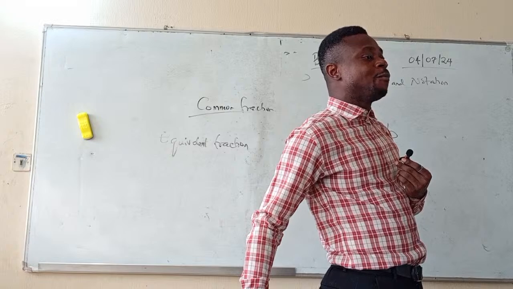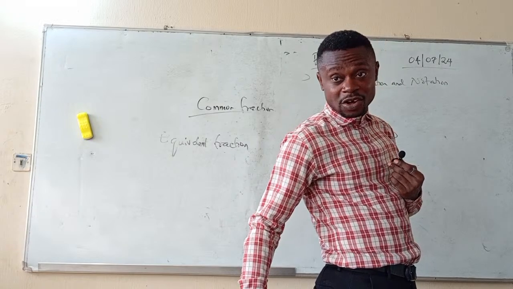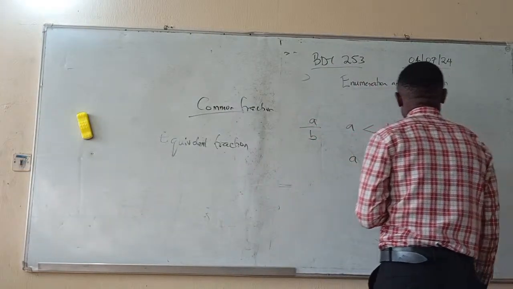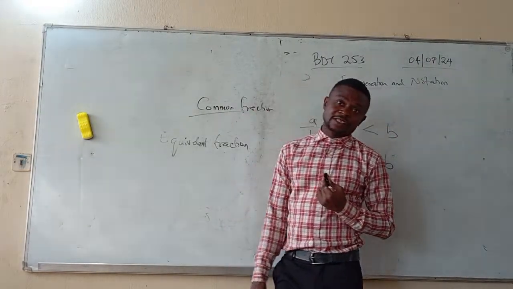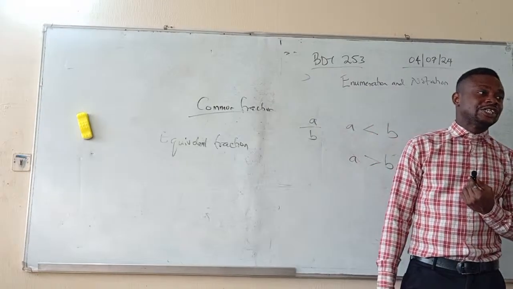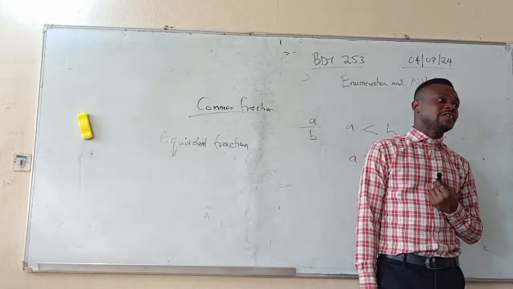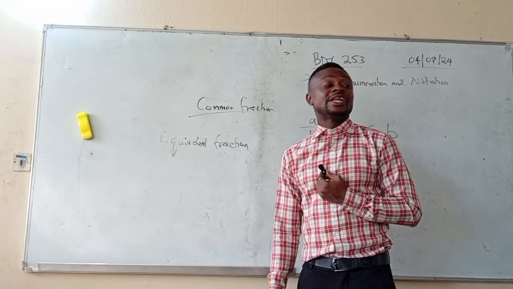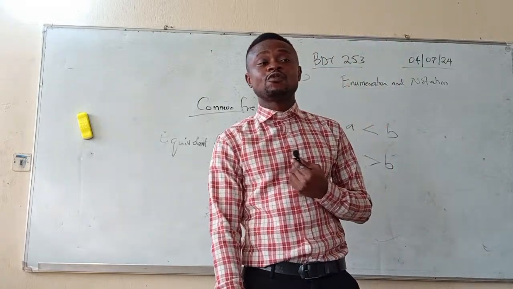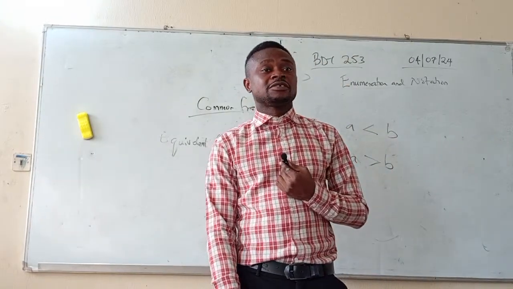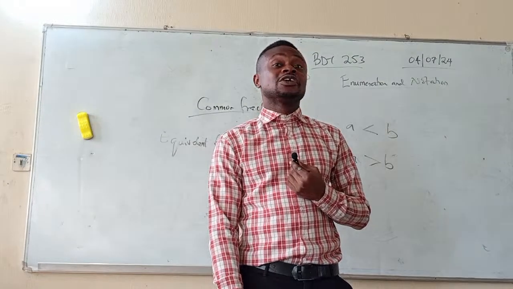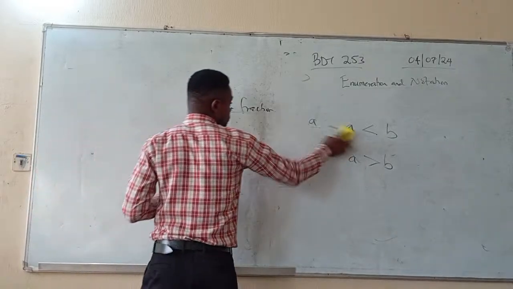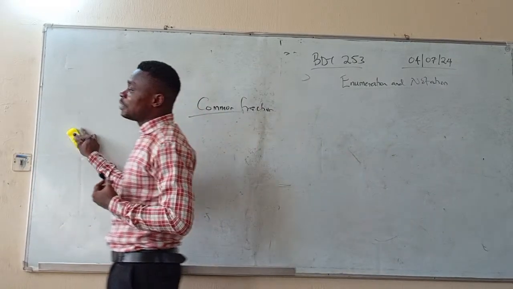Equivalent fractions are two or more fractions that have the same value irrespective of the magnitude of their numerators and their denominators. So irrespective of their magnitude, they have the same value. So if you see any two fractions that have the same value, irrespective of the magnitude of the numerator, they are equivalent fractions. Let me give an example.